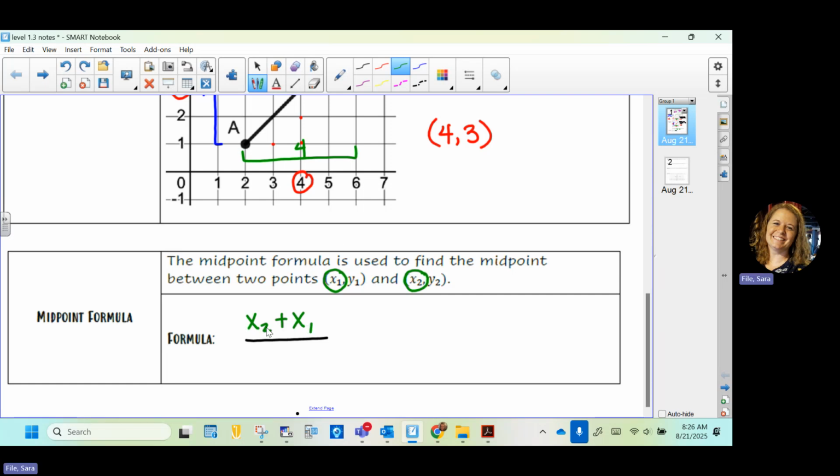I'm going to add those 2 x values. And you can put the x1 or the x2 first. I've gotten in the habit of always writing x2 first because later, tomorrow, we're going to do distance formula, and that's when we're going to be subtracting. And so I just keep it consistent and always put x2 first. But because you're adding, it really doesn't matter. But you're going to add your 2 x values. And then, like I said up here, we divided by 2 to see how far over we went. We're going to do that here as well. We're going to divide by 2.